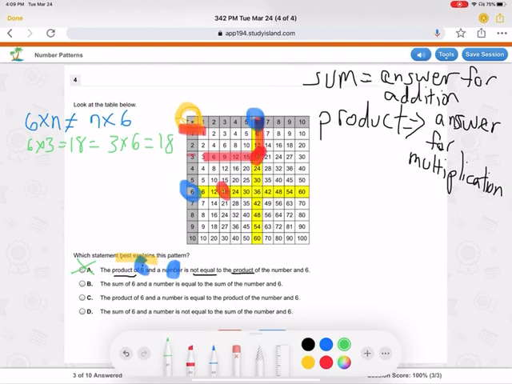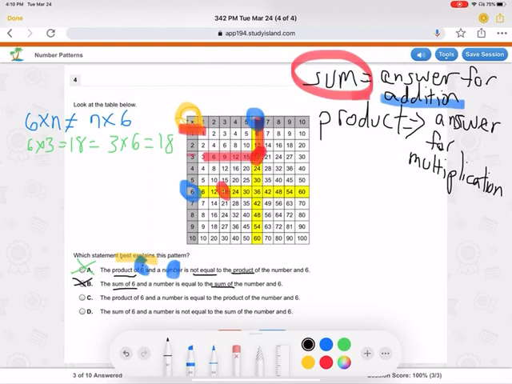Now I'm going to look at B. B says the sum of 6 and a number. Well, wait a second. It says sum. Sum is for, as we said before, addition. Remember? We said sum is for addition, so it's definitely wrong. And it keeps going with that number sum. The sum of 6 and a number is equal to the sum. Right now I'm going to tell you it's wrong because it's talking about what type of math? I'm hoping you're saying it's talking about addition. But we're not doing addition. We're doing multiplication. So, boom. B's wrong.